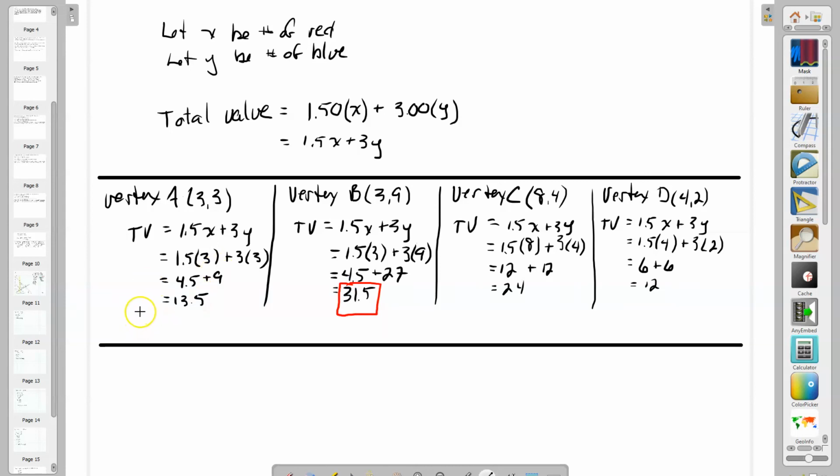So the final step, step 10, is to write a concluding statement to the question that was posed in the problem. In this case, we were asked for a maximum value, so our concluding statement is the maximum value of the collection is 3150.